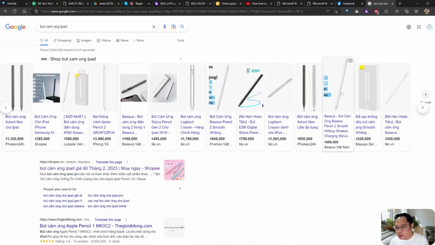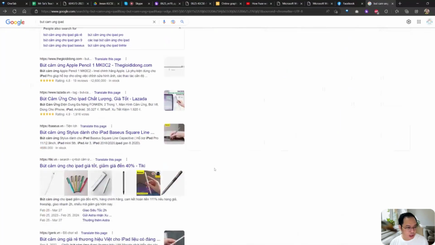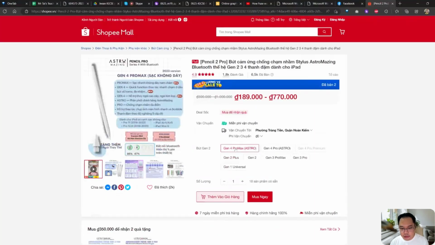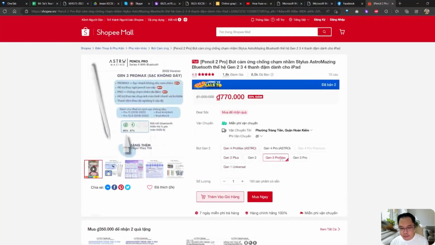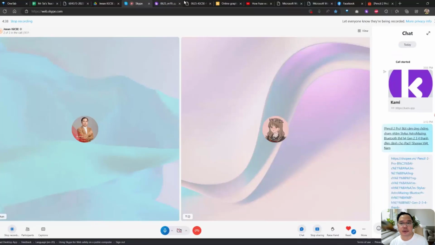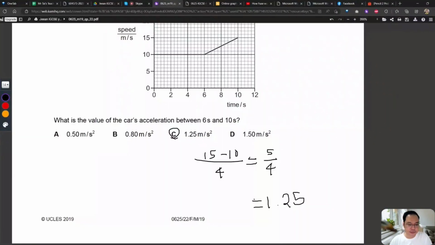I remember his name. It's not the basic thing, huh? There's another brand. This one. Gen 2 Pro Max, yeah. In case you want to buy a pen which is much cheaper than an Apple Pencil.